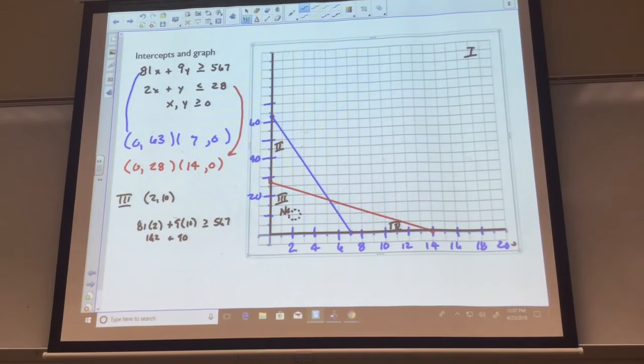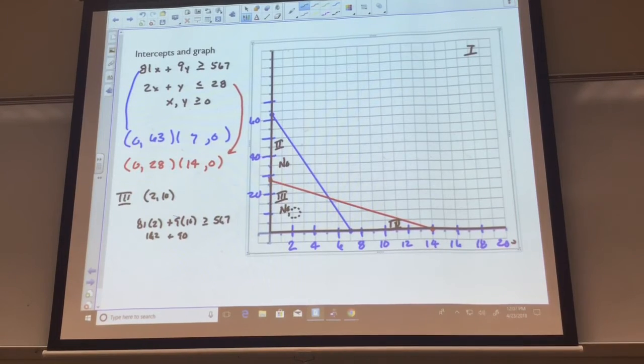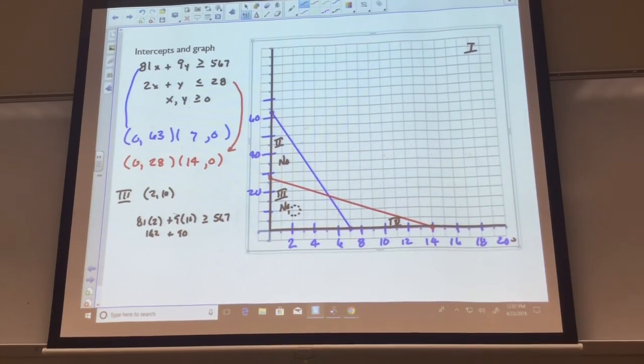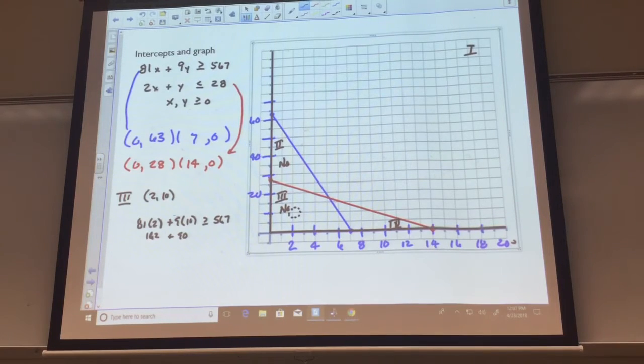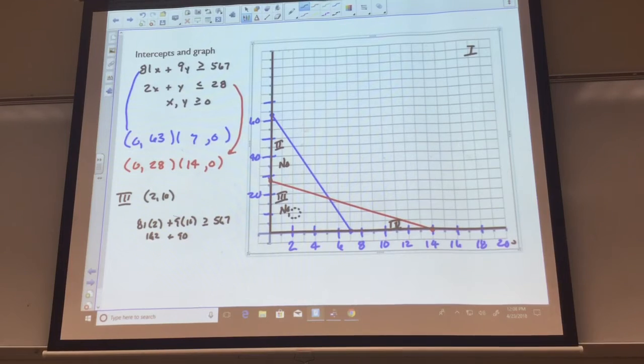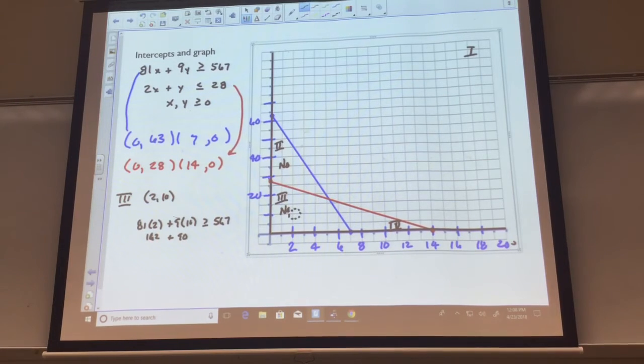So not only did region 2 fail, because if this is a no, then this also has to be a no without even having to check a second point. 1 point, got rid of 2 regions. Guess what? I only have to check 1 more point. Because if it's not region 1, then it has to be region 4. Or if it's not region 4, it has to be region 1. So, pick your poison.